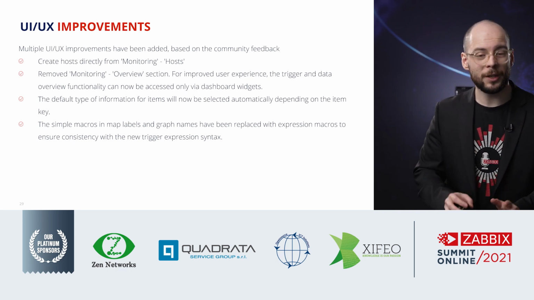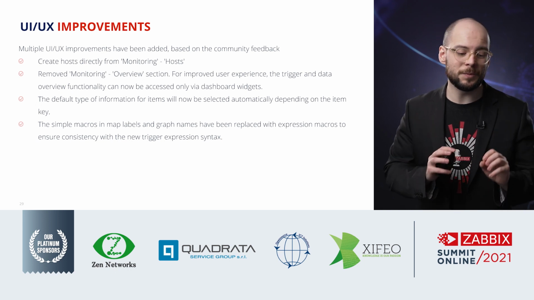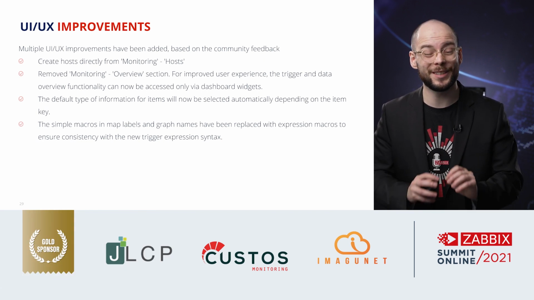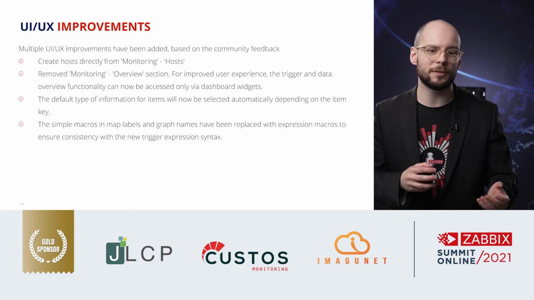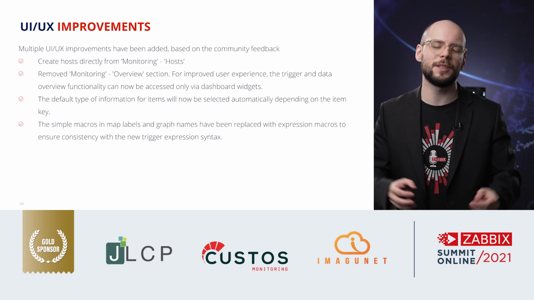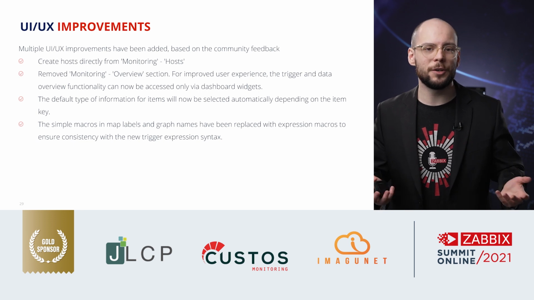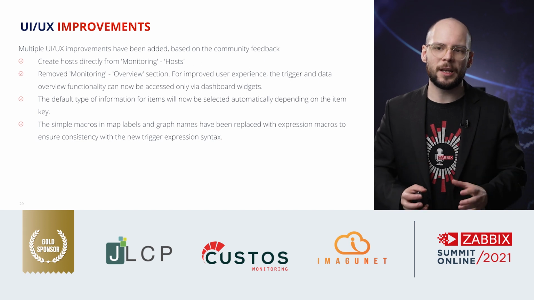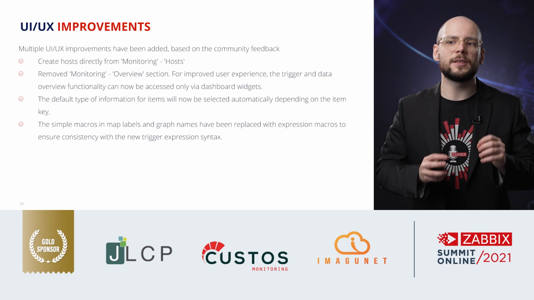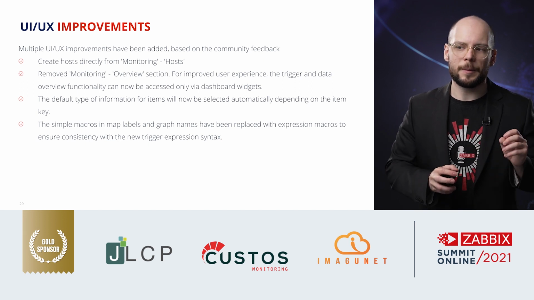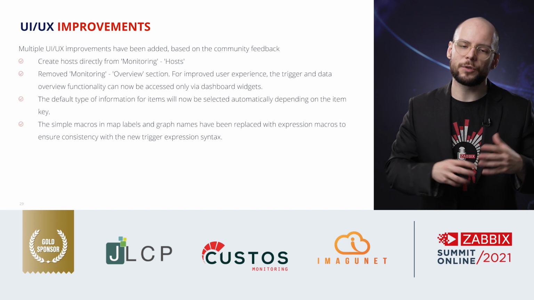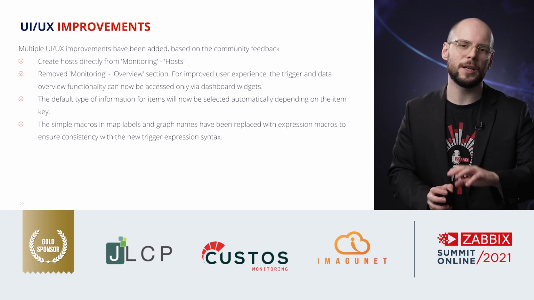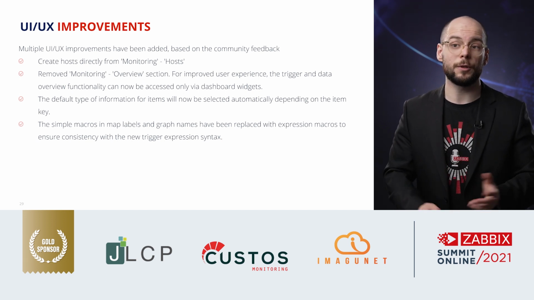Another great improvement when creating items is you'll see that Zabbix will now be able to automatically pick up the default type of information for your items. And this is great. You don't need to look up documentation anymore. You just create an item and boom, there you can see what type of data, type of information should be used for it. It's amazing. And also, for consistency's sake, we have changed the simple macros in map labels so they abide by the existing trigger function syntax and use expression macros. So instead of simple macros, we will now use expression macros in map labels for consistency's sake.